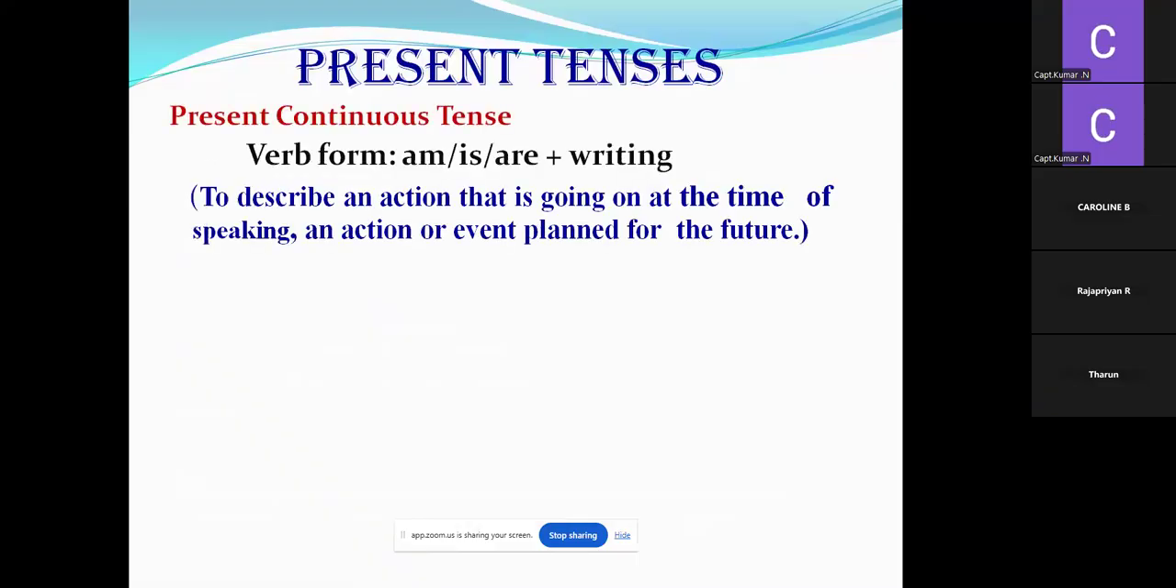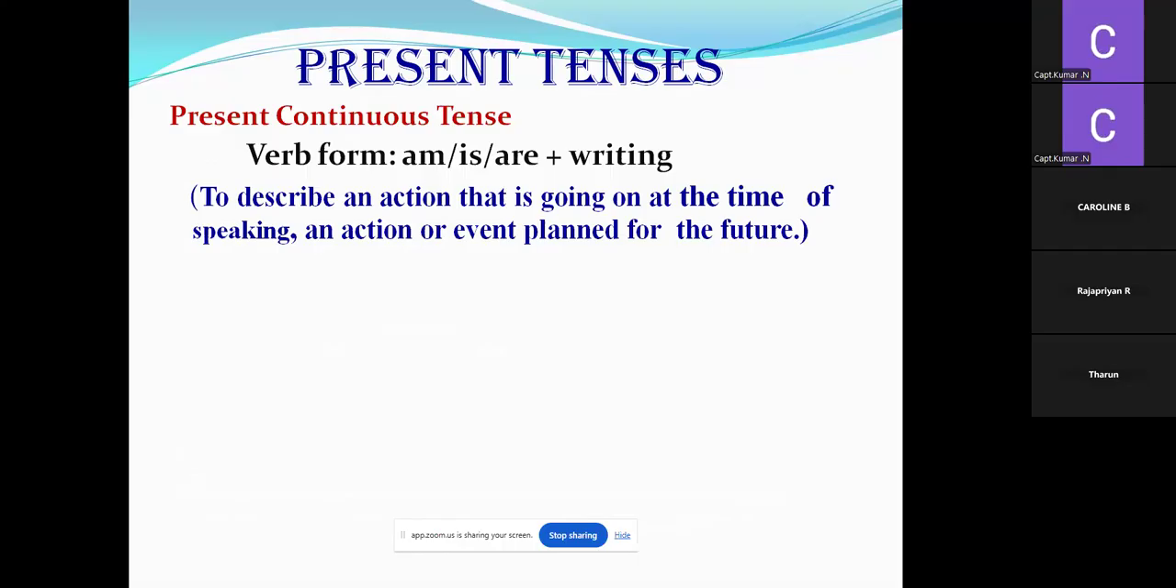The next tense is present continuous tense. I think for the present continuous tense, most of us and almost all Indians especially, we are very thorough, because all the time we keep using this present continuous tense. So the verb form is am writing, is writing, or are writing. Am is used when the subject is I, is is used when the subject is singular. Are is used with a plural subject.